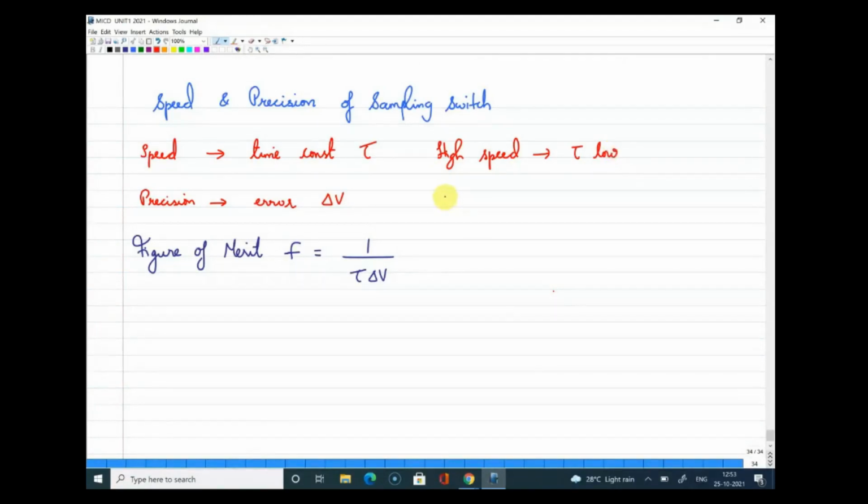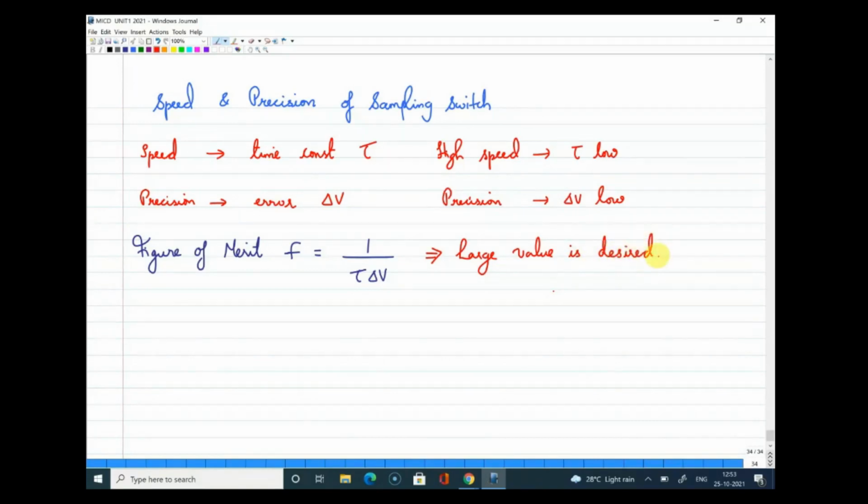For high precision, delta V should be low. When these two quantities are low, naturally F should be high. So naturally, the desired value is large. A large value is what is expected or desired.